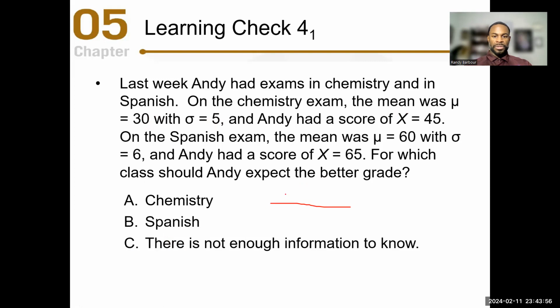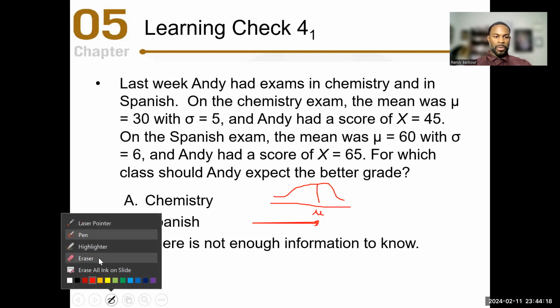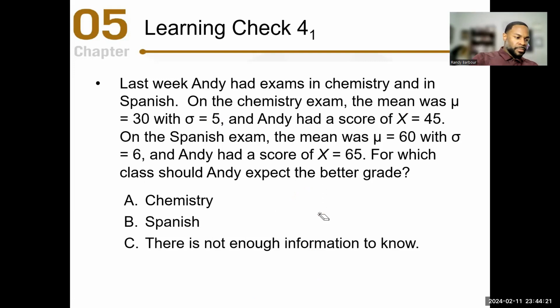Draw this out for you so you can see it. Sorry for the janky distribution there, but this is the mean here. That's going to be 30. Actually, I'm going to draw it on my whiteboard so you can see it. Let's do it on the whiteboard. Let's do this.